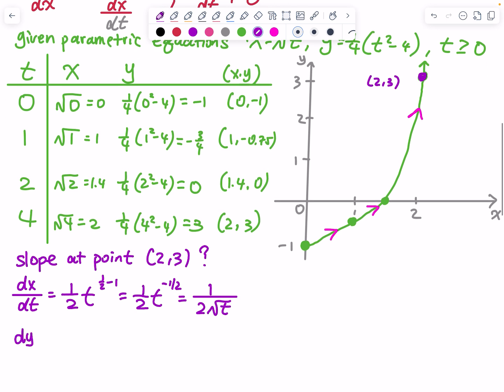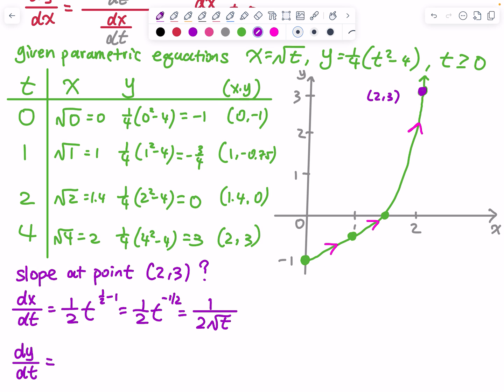And then we have the dy dt. That is equal to the y. Okay, the 1 over 4, we can ignore that. And then the derivative of t squared is 2t. The derivative of 4 is 0. Minus 0. And then that is equal to 1/2 t. Okay, we got the derivative.